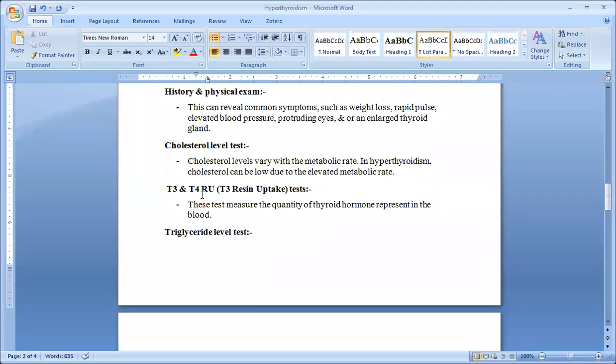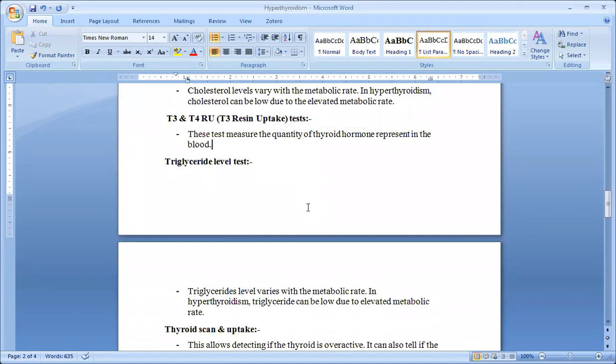T3 and T4 resin uptake test. This test measures the quantity of the thyroid hormone, the quantity of the thyroid hormone present in the blood. How much quantity is secreted, we can understand from this resin uptake test. And according to that, we have to give the treatment. The doctor will give the treatment.